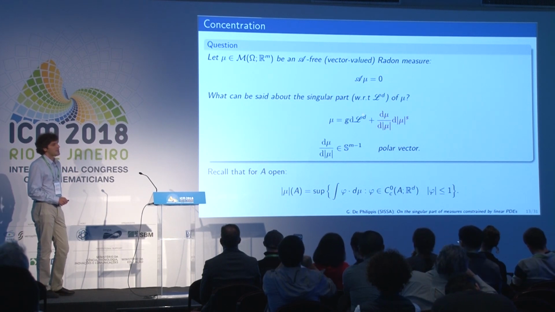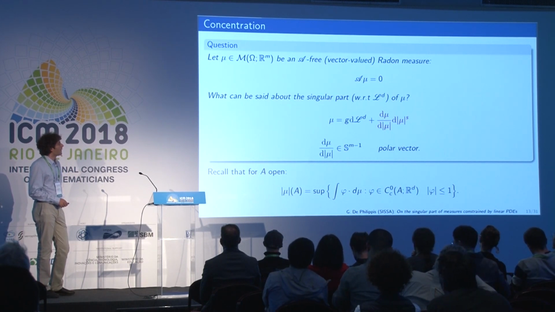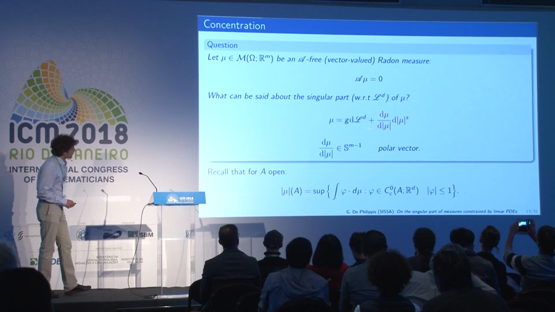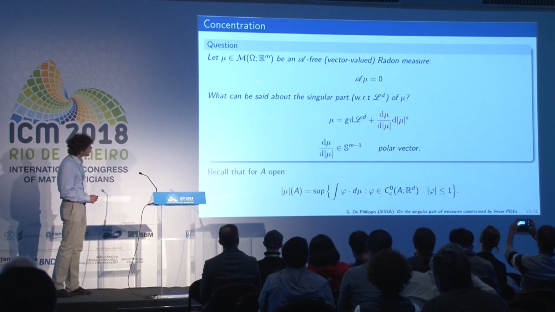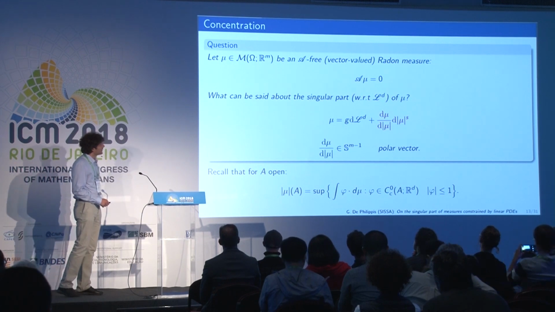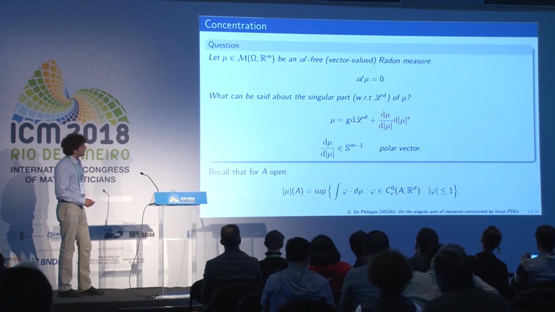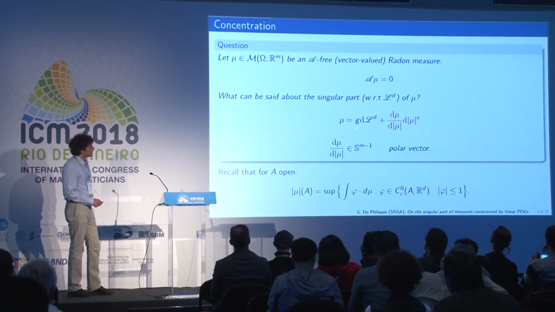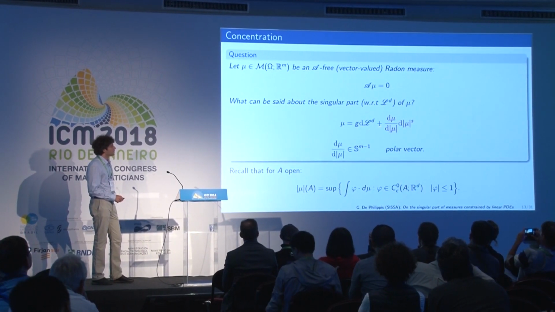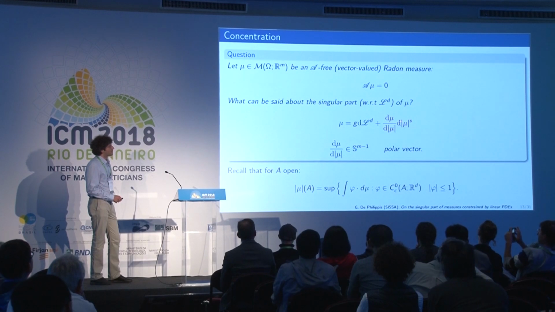So it's solving A mu equal to 0. Now, what can we say about the singular part of mu? Since we are talking about vector-valued measures, and this is relevant, let me remind you that the Radon-Nikodym theorem tells you that you can decompose, as I was saying, into an absolutely continuous part and a singular part.